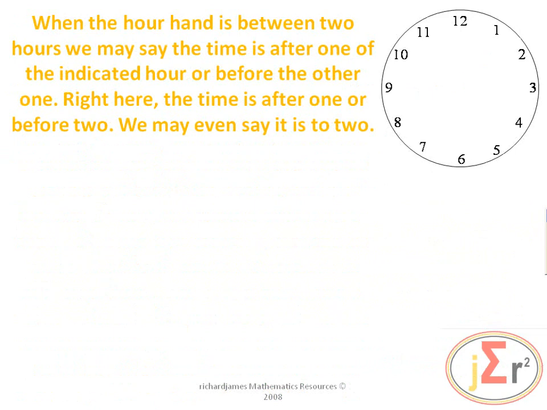When the hour hand is between 2 hours, we may say the time is after one of the indicated hours or before the other. Right here, the time is after 1 or before 2. We may even say it is to 2. Notice that this hour hand is not exactly on 1, neither is it exactly on 2. So we say that it is after 1, and we also say it is before 2. So it is either before or to 2.